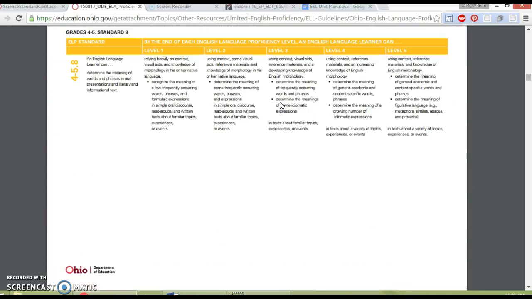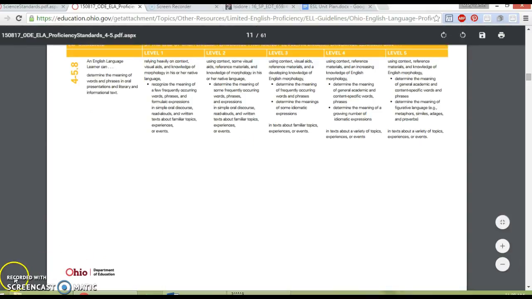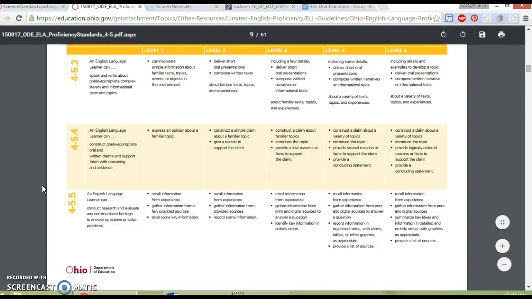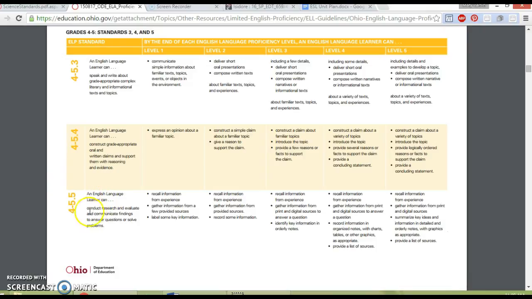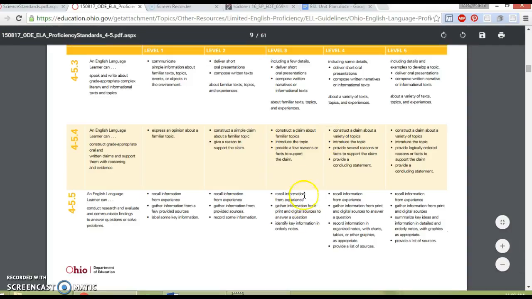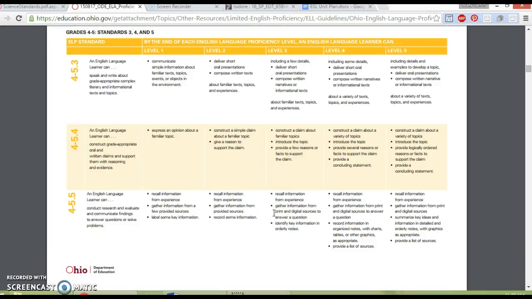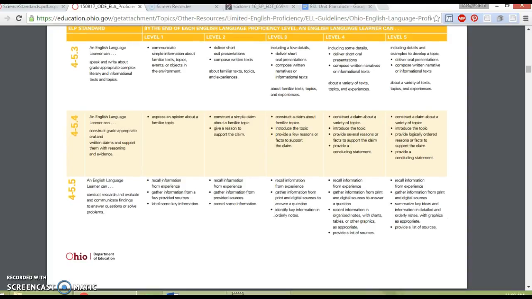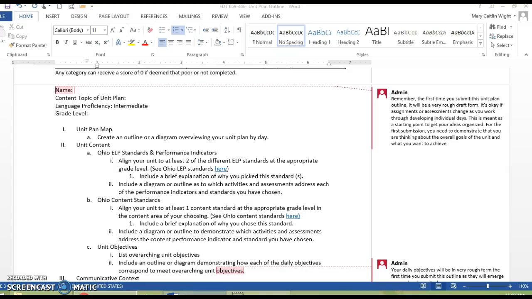Our second standard we're going to work on is standard 5. So an English language learner can conduct research and evaluate and communicate findings to answer questions or solve problems. So a level 3 student recalls information from experience, gathers information from print and digital sources to answer a question, and identifies key information in orderly notes. So now we have our 2 ELP standards.